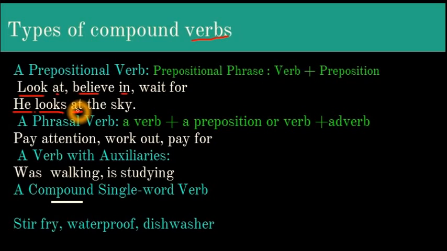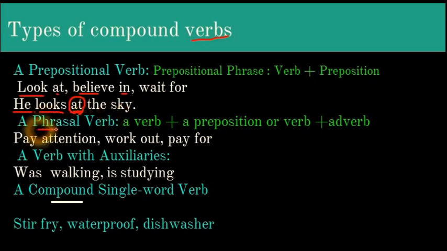Without the use of the correct preposition after a prepositional verb in a sentence, the sentence is considered to be grammatically wrong. For example, if we use the sentence, he looks the sky, without at, the sentence will be wrong because it lacks the required preposition at. So the correct sentence is, he looks at the sky.